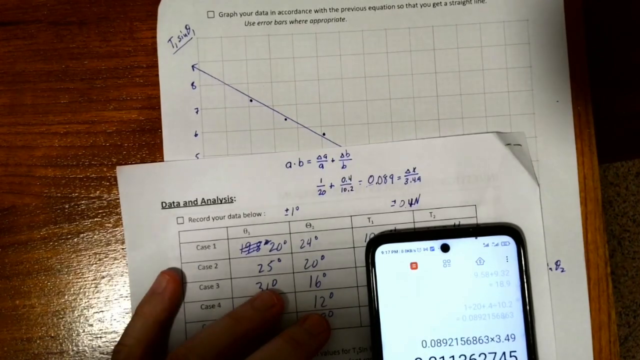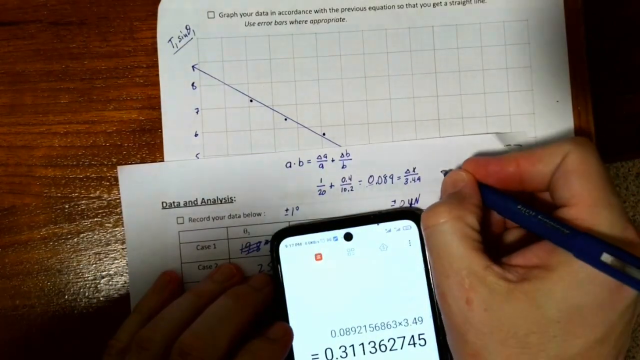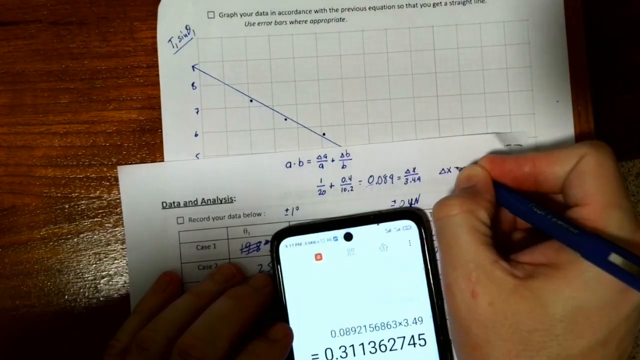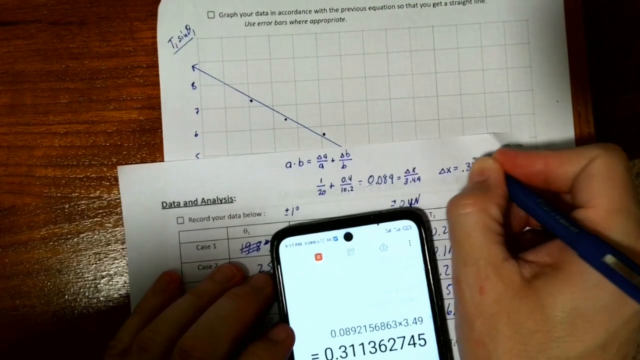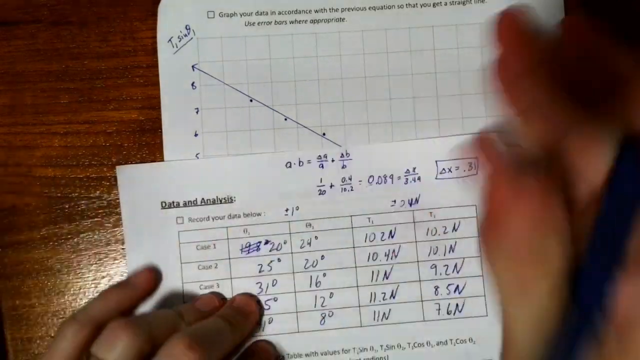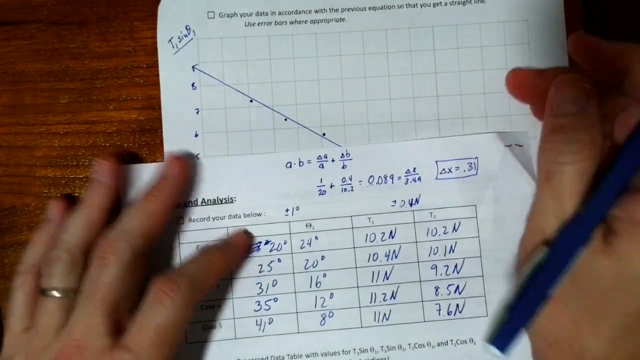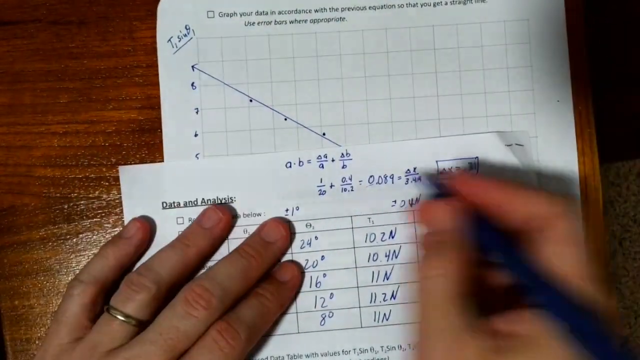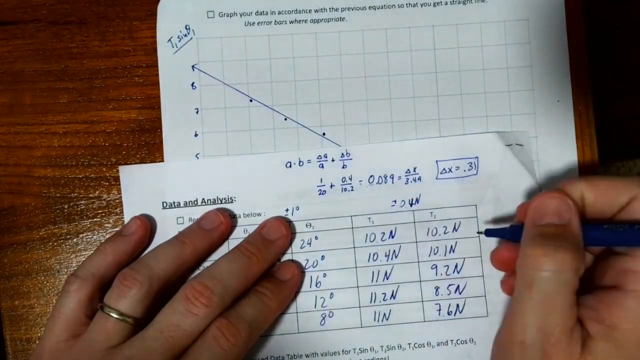And I get 0.31. So that is the uncertainty. That's the absolute uncertainty, 0.31, in that measurement. Okay? Now, if I were doing this for real, if I were doing this for an IA, I would want to go through and do that for each of my points.